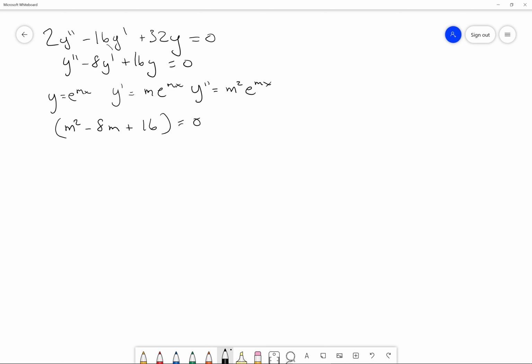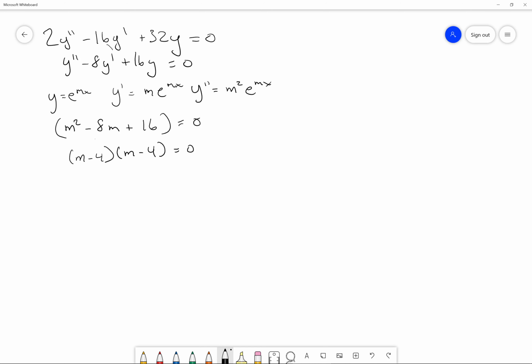We would have factored out the e to the mx and divided anyway. So we have the characteristic equation. Now this characteristic equation has two roots, where it equals 0. What we need to find is something that adds to 8 and multiplies to 16. So negative 4 and negative 4. If you had m minus 4 times m minus 4 equals 0, okay?